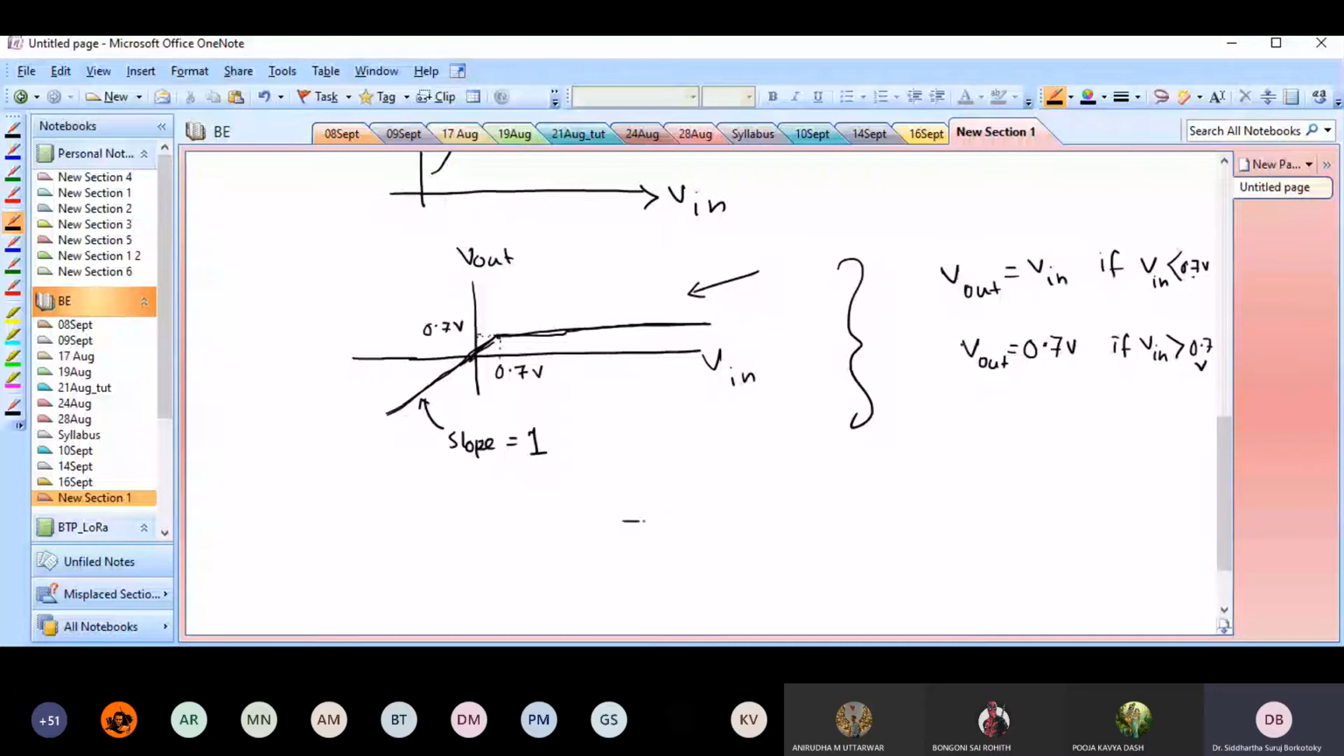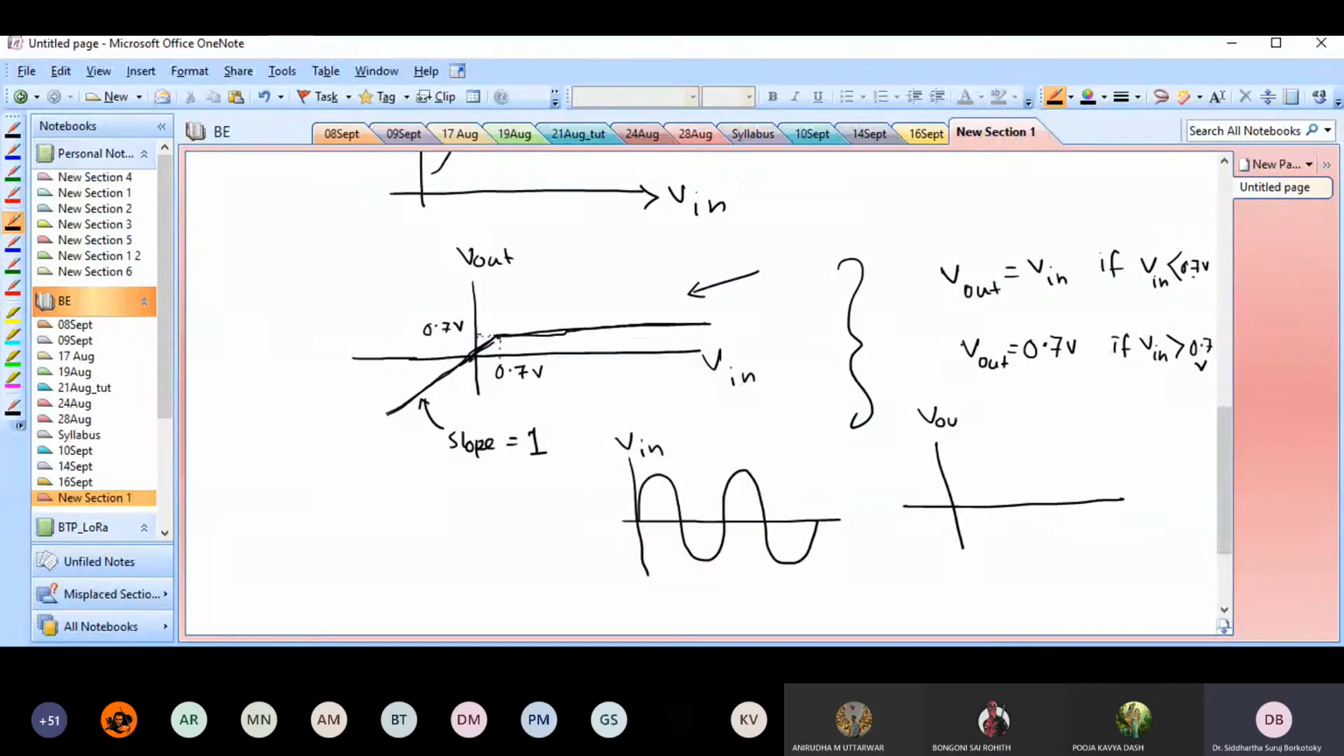So here, if my V in is like this, then V out would be just, whenever my V in is below 0.7 volts, so let's suppose this is 0.7 volts, whenever my V in is below 0.7 volts, then V out is exactly equal to V in. So this value, something like this, is my V out. So this is nothing but a clipper, right?